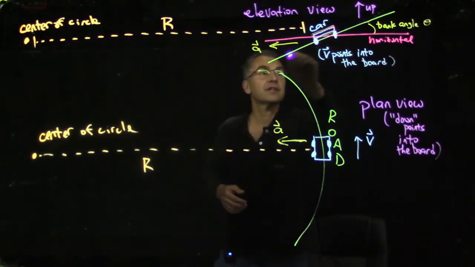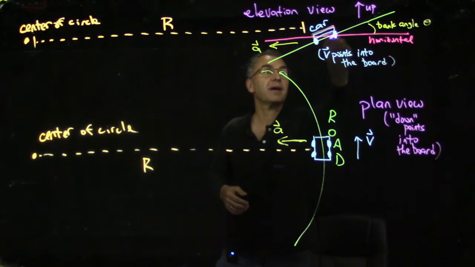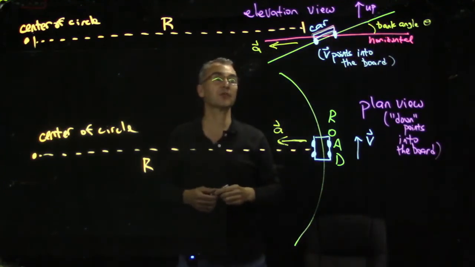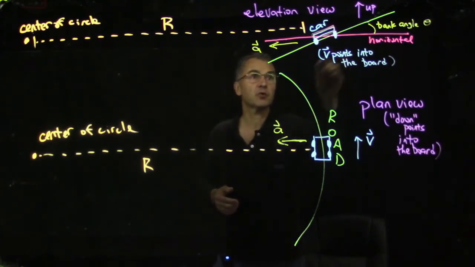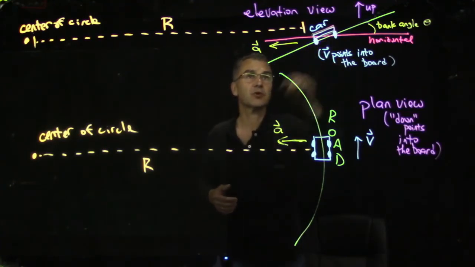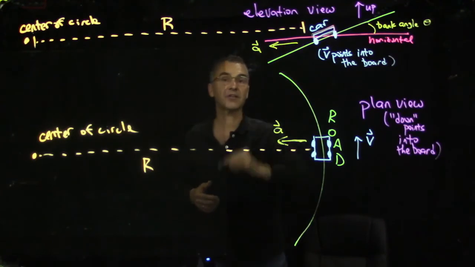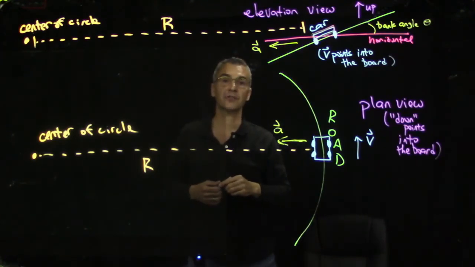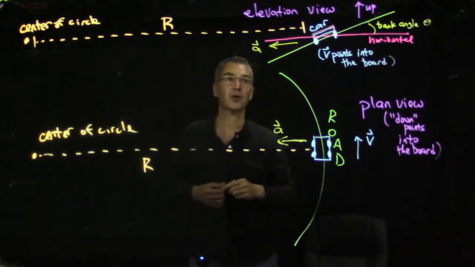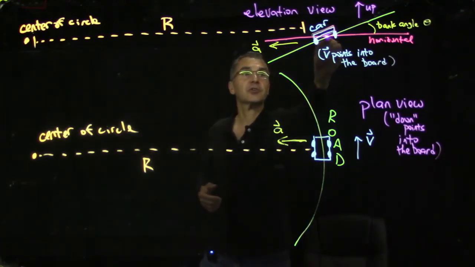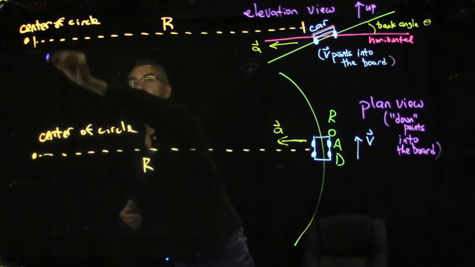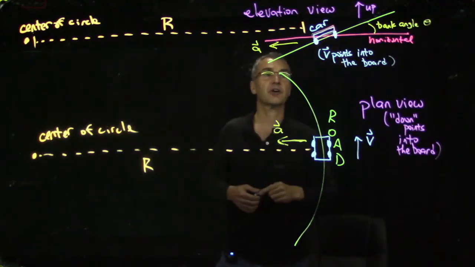And the road is not horizontal. The road is banked at some angle theta with respect to the horizontal. In this case, the car's velocity vector points into the board. So the car is moving into the board in this elevation view. And because it's moving around a circle at constant speed, it must be accelerating toward the center of the circle. So that's a centripetal acceleration, v squared over r, that points toward the center of the circle, and the center of the circle is directly horizontal from the place where the car meets the road.